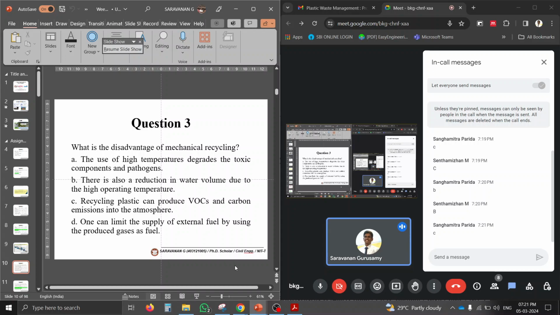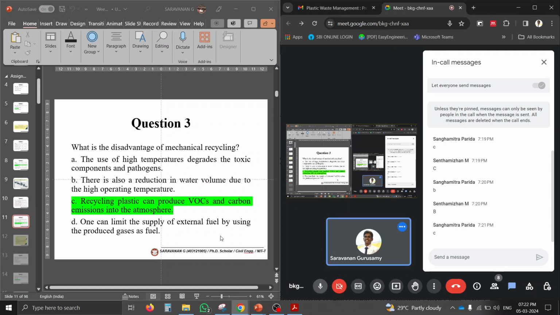So others are some of the advantages. Recycling plastic can produce volatile organic carbon and carbon emission. C is the correct option.